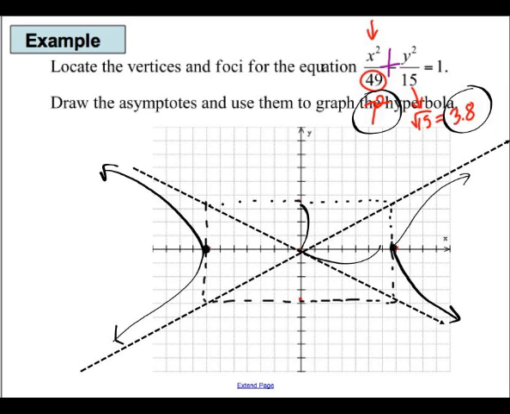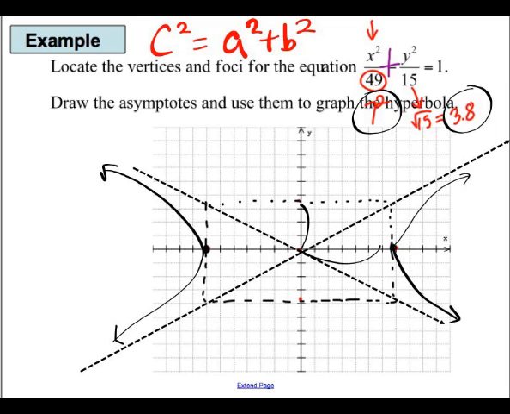The last thing we have to find is the focus points. So this is the first set of notes. Hopefully you have your note sheet with you so you can start recording this. But the focus points are still C, but in this case now it's going to be A squared plus B squared. So it's kind of a flip from the ellipse. Now we're going to add the two squared items together.